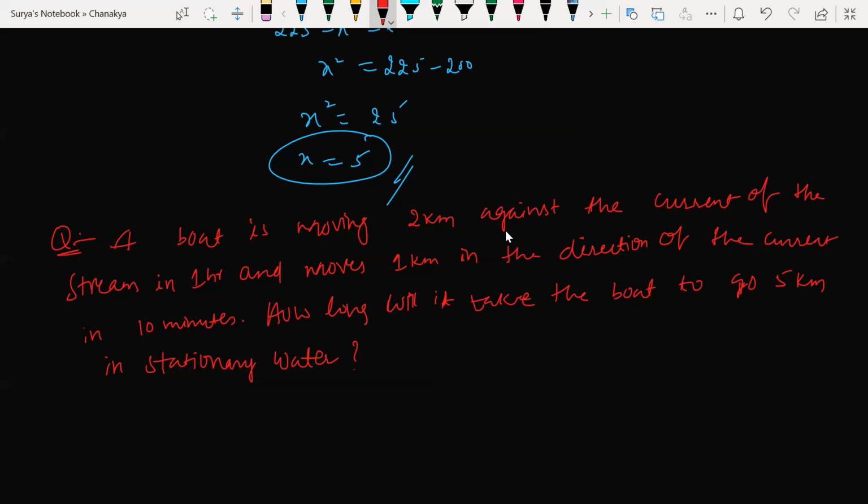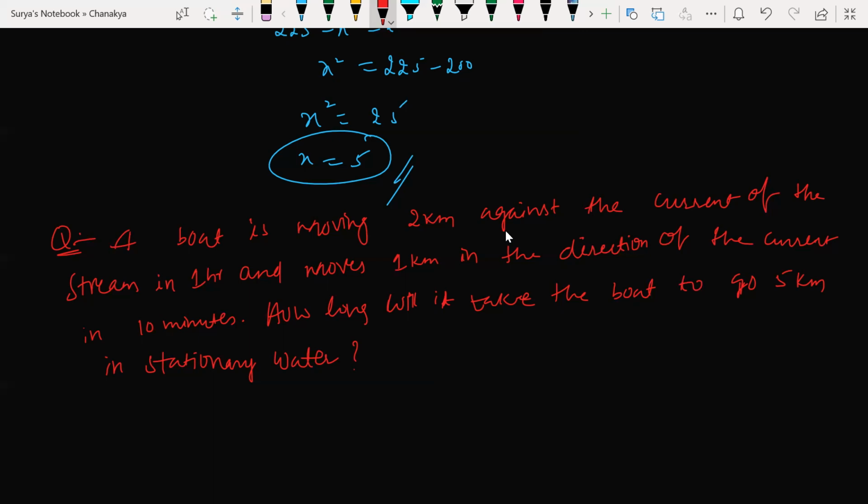So tell me, guys, what is the downstream speed, and what is the upstream speed? Apply the formula, you will get it. Very simple. Guys, make it first. How many have you got the answer? I need an answer from everyone. Perfect. Shall we go for the next question?